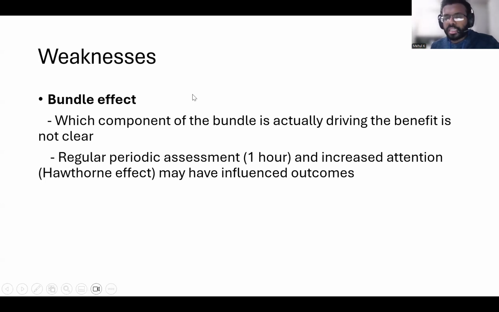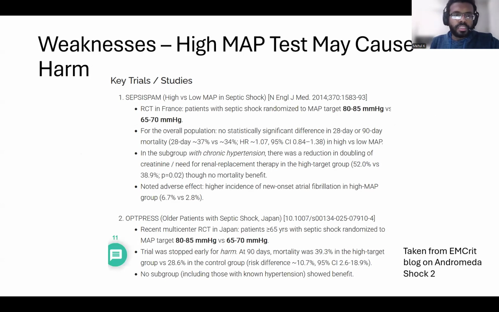What do you mean by bundle effect? Is that this protocol is introducing multiple things together. You are having multiple interventions, a lot of them that are actually not standard of care. MAP stress test, dobutamine stress test, increasing diastolic blood pressure. These are all frankly new things in the world of septic shock. So which one of these things is actually the most beneficial? Are all of them beneficial? Are some beneficial, some harmful? We don't know. And that is one of the biggest problems with this kind of trial.